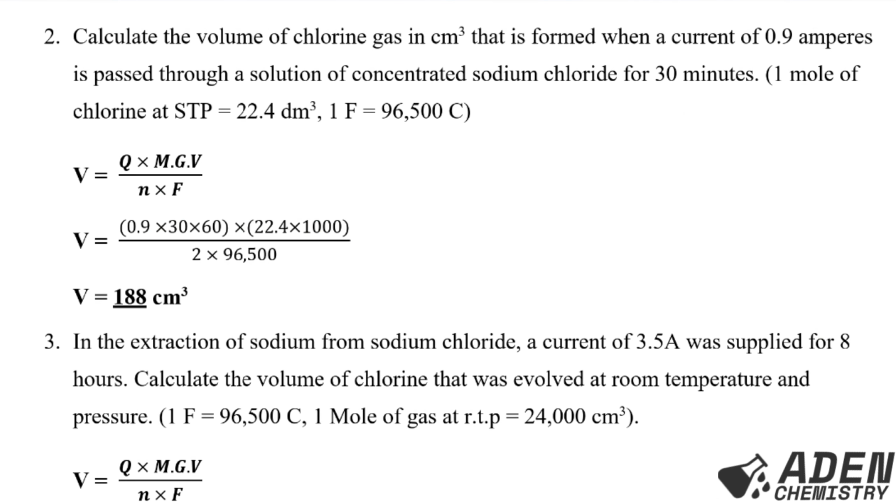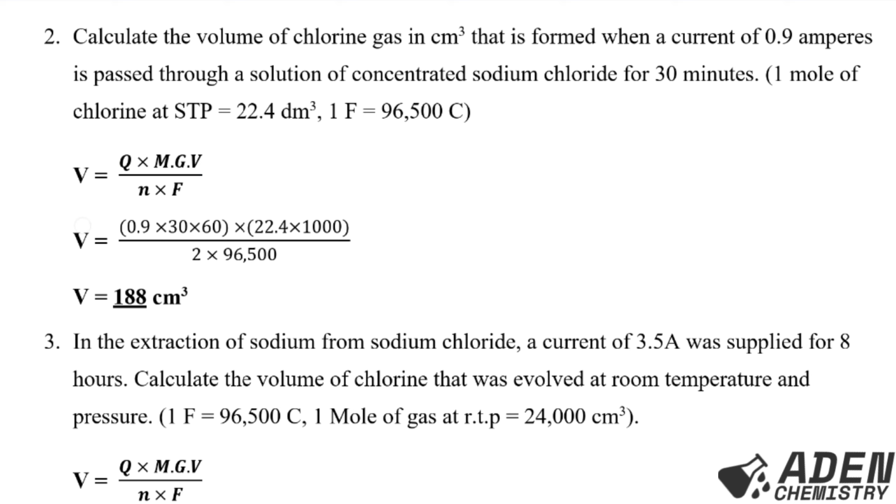Question number 2. We are told to calculate the volume of chlorine gas in centimeter cube that is formed when a current of 0.9 amperes is passed through a solution of concentrated sodium chloride for 30 minutes. And we are told 1 mole of gas at STP is 22.4 decimeter cube and 1 Faraday is equal to 96,500 coulombs. So what we are going to use is the formula: volume is equal to Q, which is the quantity of electricity, multiplied by MGV, that's the molar gas volume, divided by n times F, where n is the number of Faradays and F is Faraday itself.